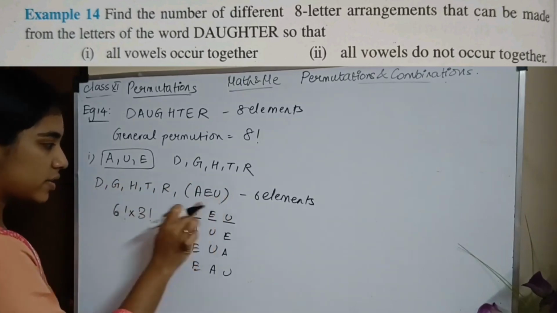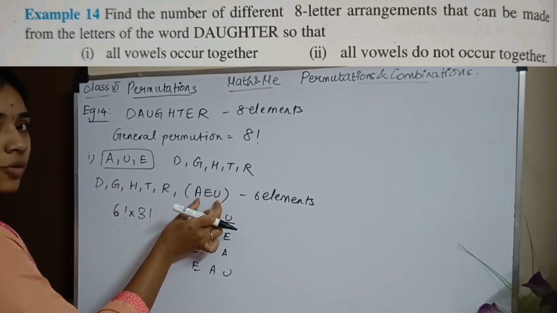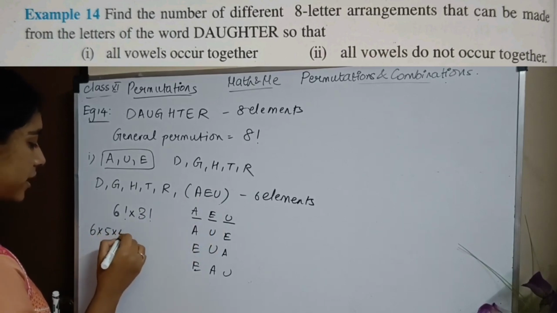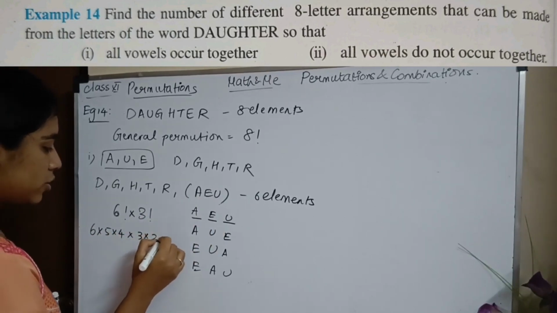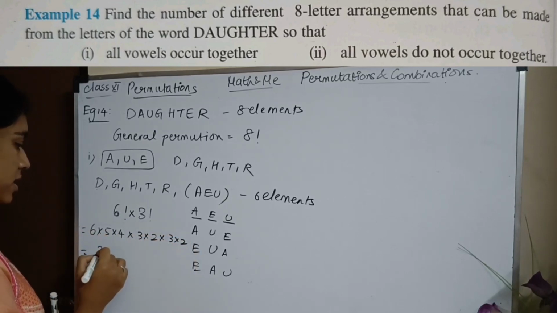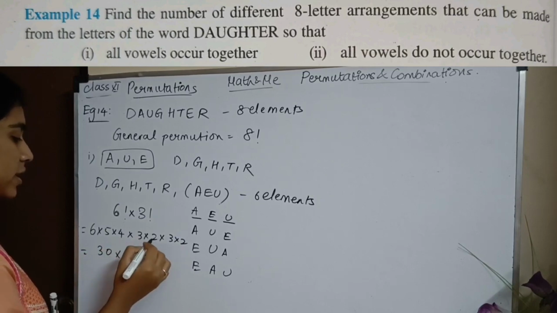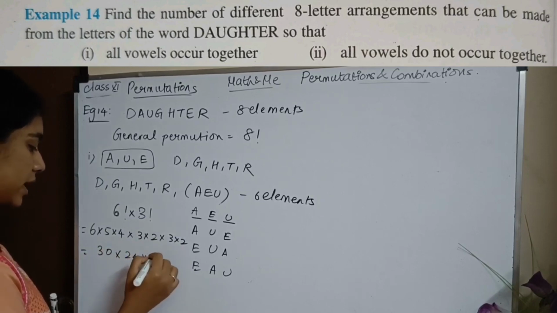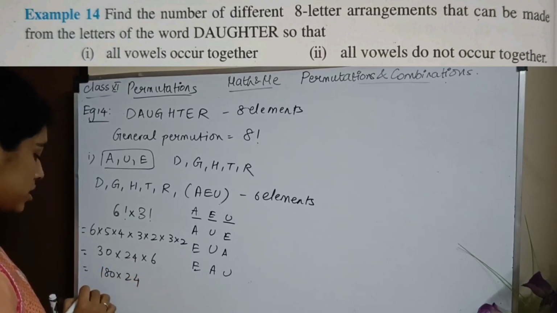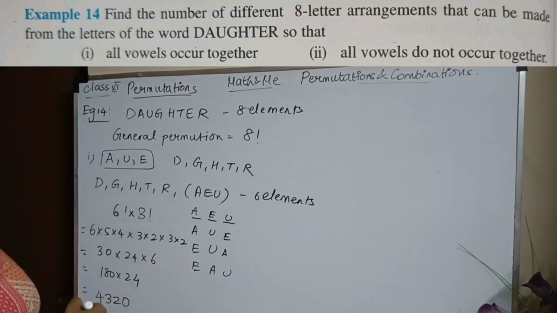Because I have to arrange these 6, and I also have to arrange these 3. Correct? So I have 6 factorial times 3 factorial, which will be 6, 5, 4, 3, 2, 1 times 3 into 2. So this will be 6 5s are 30 times 3 2s are 6, 6 4s are 24 times 6. This will be 180 times 24, 4, 3, 2, 0. This is when vowels are placed together.